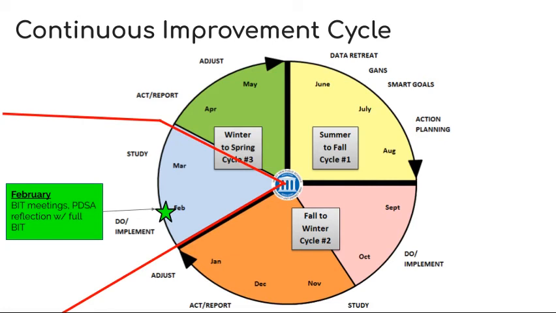Now that we've reached February, your BIT team will meet once again to talk about your first plan, do, study, act cycle. Are there any adjustments that need to be made? Do we need to make amendments to our action plan, look at our evidence, and decide, are we on track to meet the goals that we've set for our students and for ourselves? If it was decided that adjustments need to be made to our action plans during February and March, we will implement these new changes and continue to study the student outcome data.